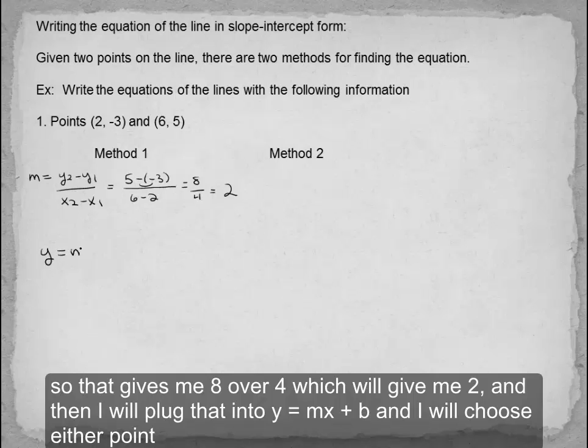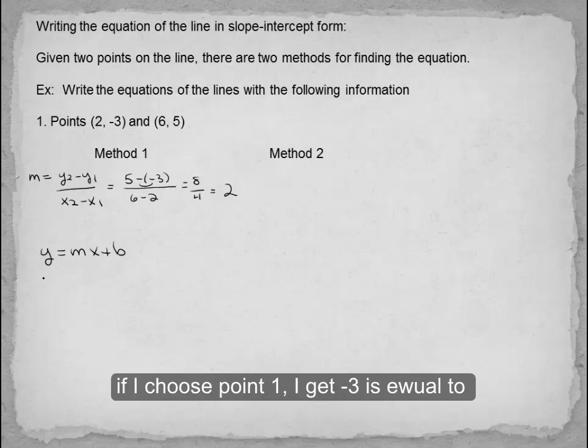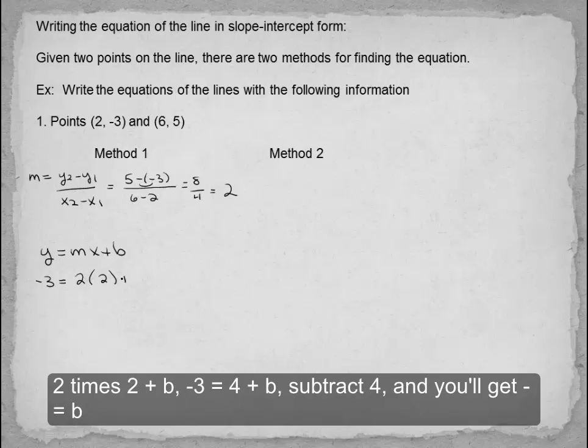And then I will plug that into y equals mx plus b, and I will choose either point. If I choose point 1, I get negative 3 is equal to 2 times 2 plus b. Negative 3 is equal to 4 plus b. Subtract 4, and you'll get negative 7 is equal to b.